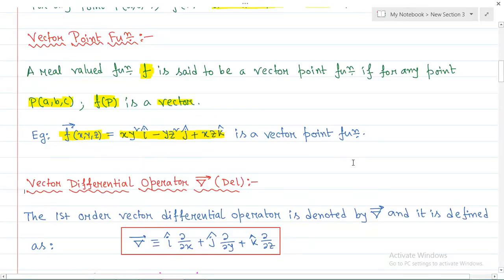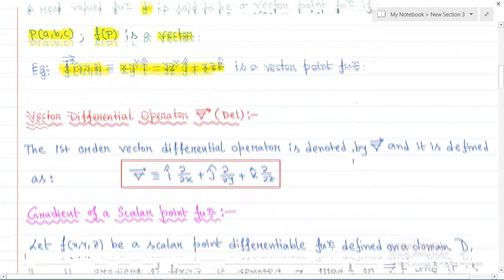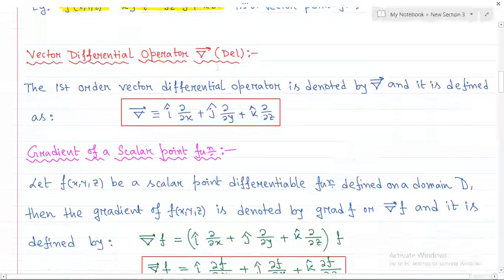Now we come to the first differential operator, that is the vector differential operator del. The first order vector differential operator is usually denoted by this symbol, del vector. How do we define this del vector? Del vector is basically defined as the operator i cap del by del x plus j cap del by del y plus k cap del by del z. We have defined this vector differential operator for a function of three variables.